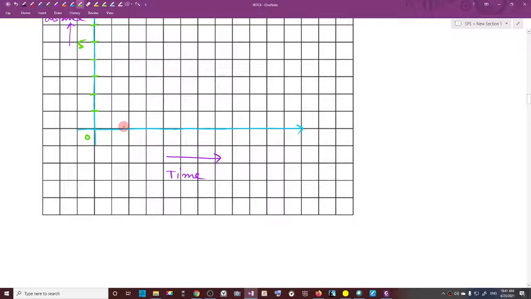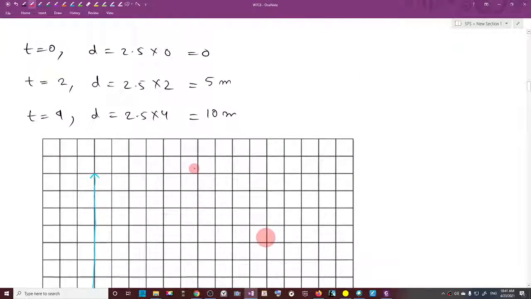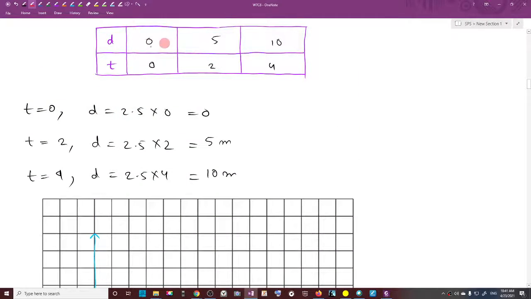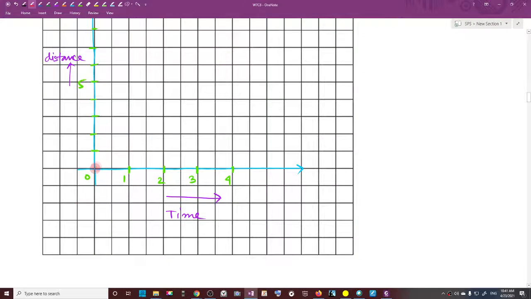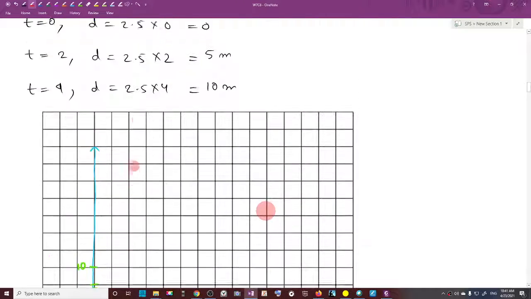So let us mark it in this way. Let this be 1, this be 2, this be 3, and this be 4. Done? Okay, now for 0, D is also 0. That means we are getting a point 0, 0.